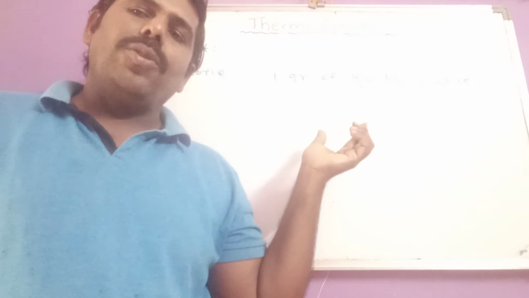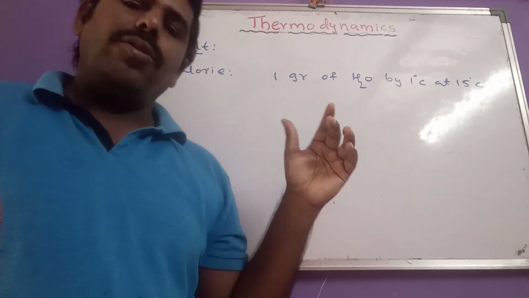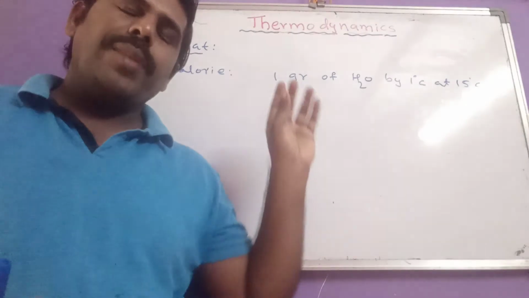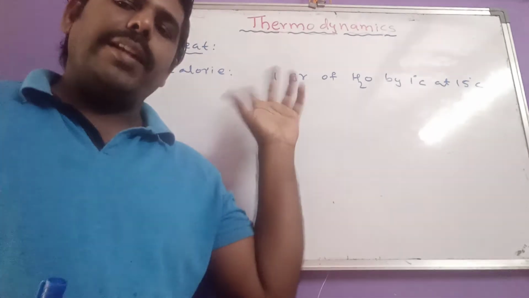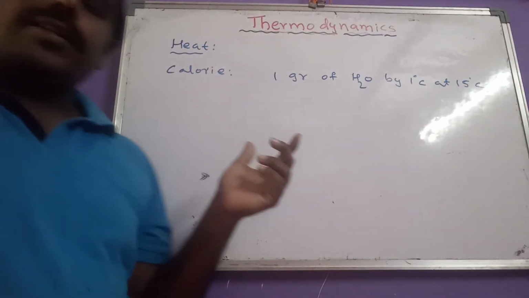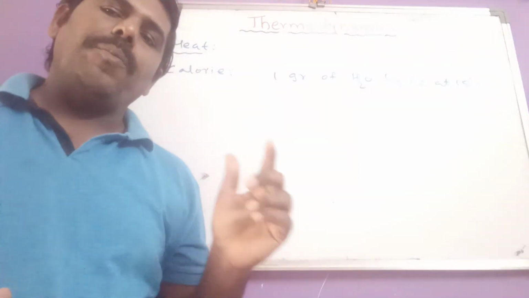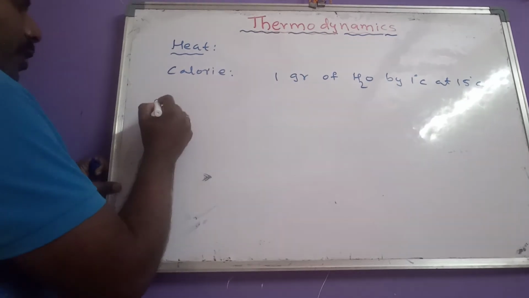And the SI unit for heat is joule, not calorie. So we have defined calorie. Now, what is the relation between calorie and joule? 1 calorie equals 4.18 joules.